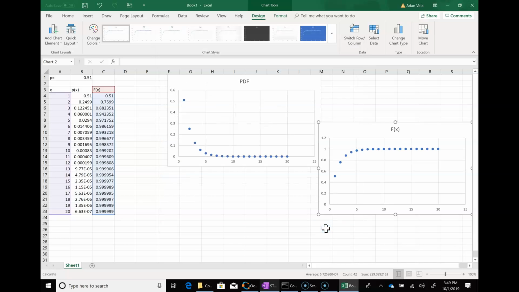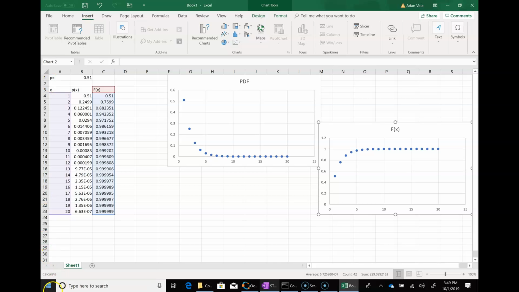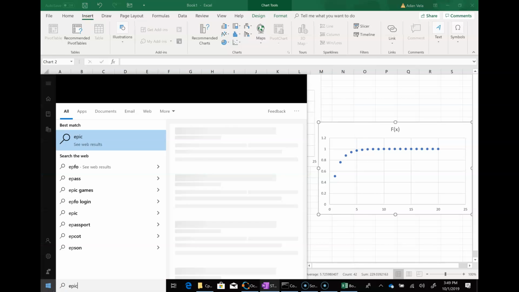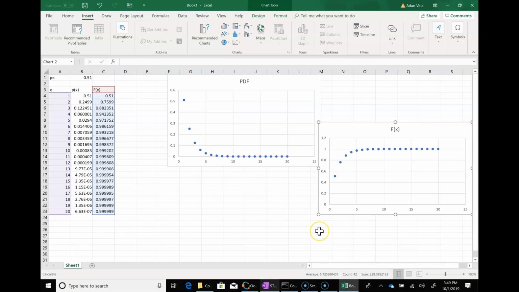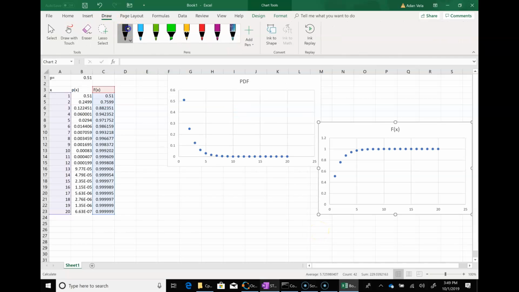Okay, so if we want to be technically correct, let's see, I don't have my pen. Can I draw on these things? Let's cross our fingers. Remember, our PDFs have these delta Dirac functions. Okay, so this should be like a stem chart.